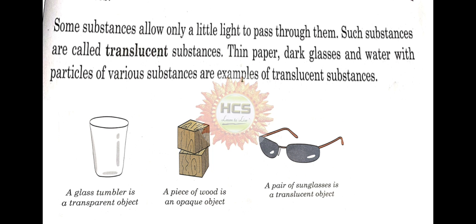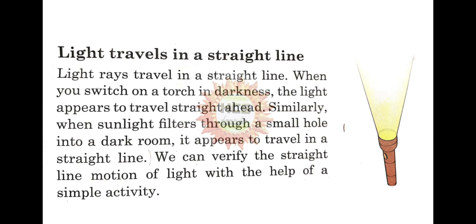A glass tumbler is a transparent object, a piece of wood is an opaque object, and a pair of sunglasses is a translucent object. These three pictures are three examples of transparent, translucent, and opaque objects. A glass is the example of transparent, the wood is the example of the opaque object, and the sunglasses is the example of translucent object.